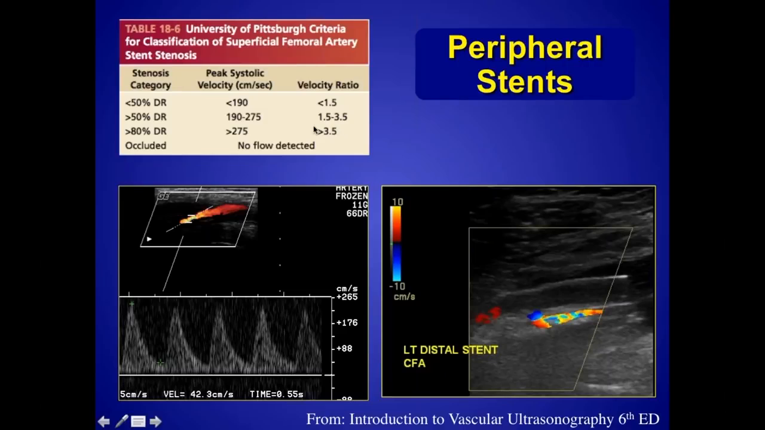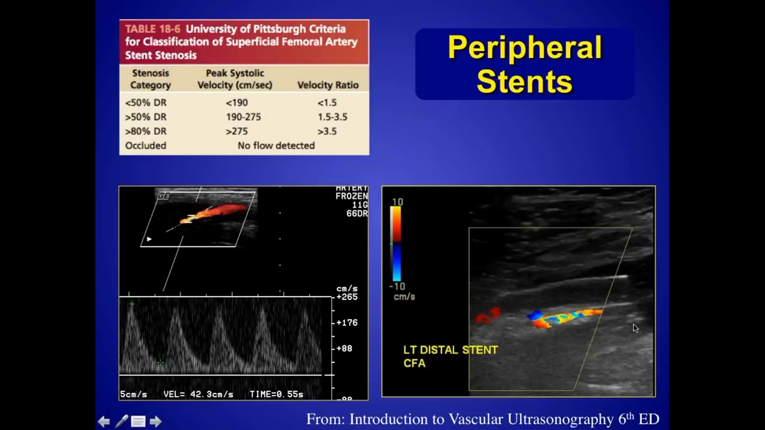And again, the ratios are similar to what we were talking about earlier. Greater than 50%, 1.5, 2 to 1, up to about 3.5, which is consistent with a high grade or greater than 80% stenosis. I have two examples here at the bottom. Here we have a patient that has a high grade stenosis, an in-stent stenosis, where the velocity is about 250 centimeters per second.